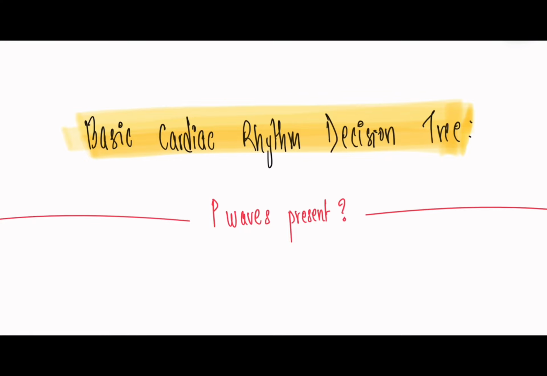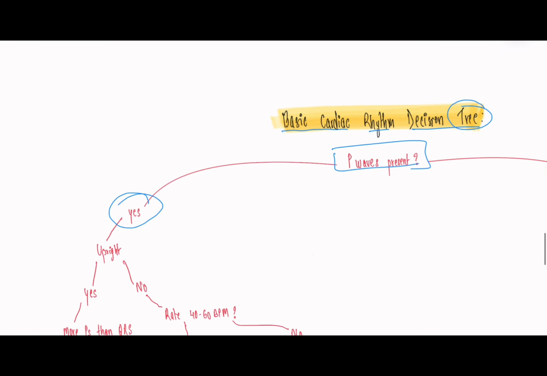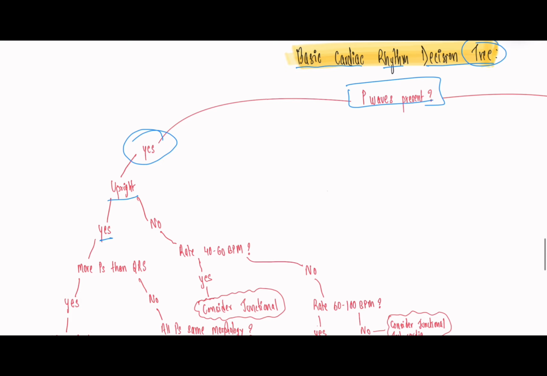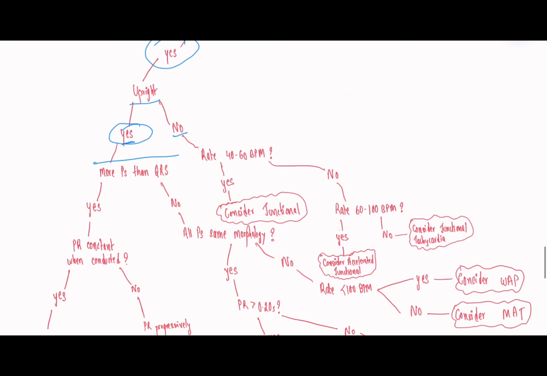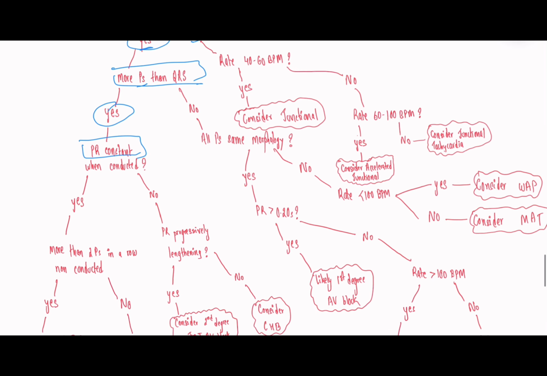Let's discuss the basic cardiac rhythm decision tree. If there is the presence of a P wave, then we have to see if it is upright or not. If it is upright, then we should see if there are more P waves than QRS complexes. If there are more P waves than QRS, then we should check for a constant PR.